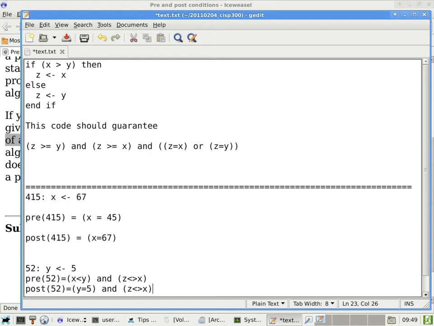This one is a little bit more complicated, because we introduced not just what the value of y is. We don't even know that. We just know that y is greater than x before the statement. But after the statement, we can no longer guarantee the relationship between x and y, but we can add the fact that y has to equal 5 in this case. And we can also keep the other part, because z is different from x, is not affected by line 52, and that's why we can maintain that claim that z is different from x. Yep.